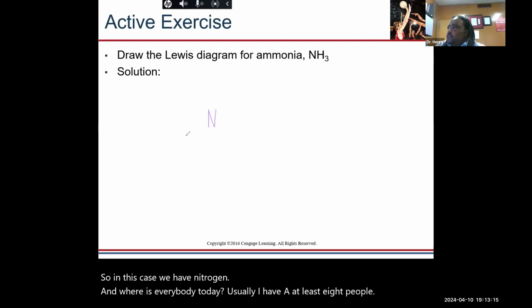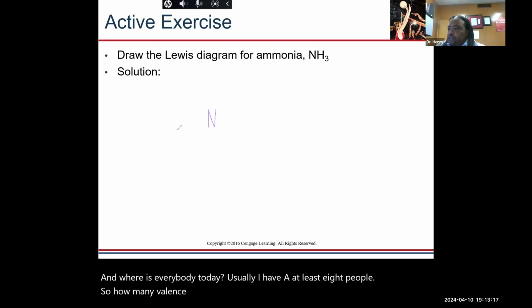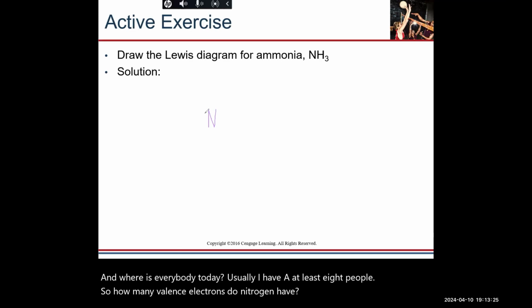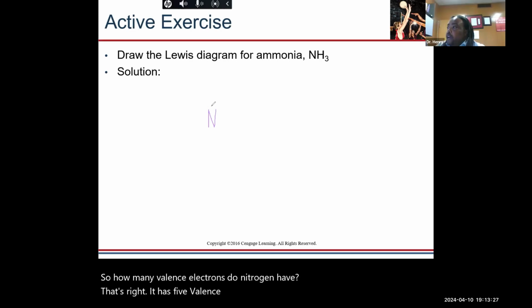So in this case, we have nitrogen. How many valence electrons does nitrogen have? Is it 5? That's right. It has 5 valence electrons. So we're going to put 5 dots around it.